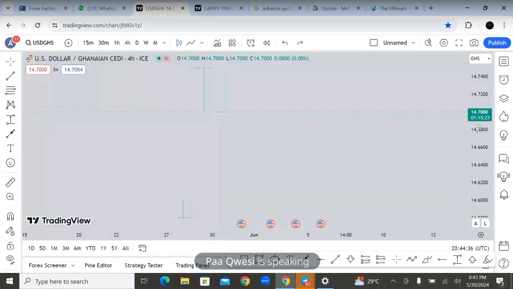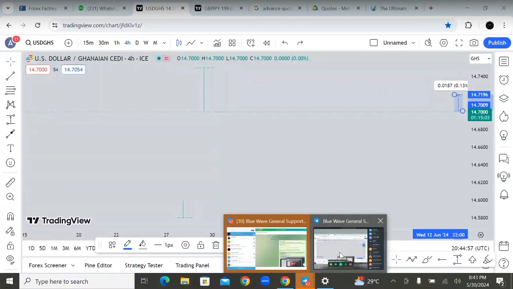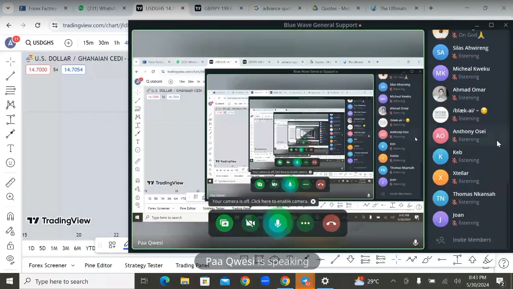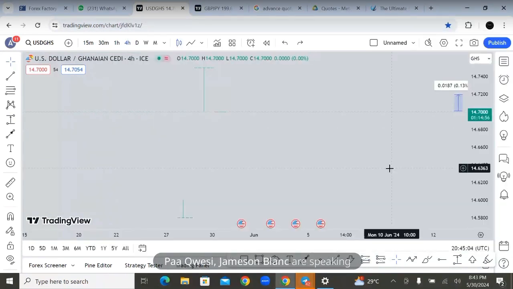So these prices you see over here is what we usually calculate the pips on. Let's say this is the current price, and the market moves from 14.700 to 14.7196. The difference is called pips. Is it clear? Are you people getting it? Yeah, it's clear for me. Now I need to know in case it drops down.